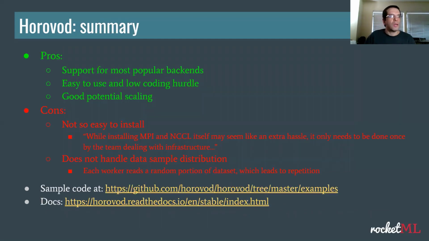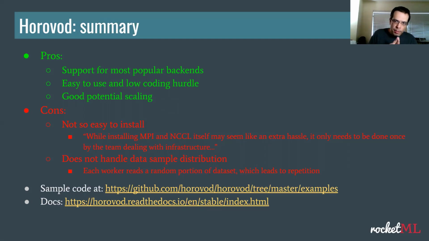So to wrap it up, that's all I wanted to say about Horovod. It is a very powerful distribution engine that runs on top of the most popular backends. It is very easy to use, it requires a low coding hurdle to turn a serial script into a parallel script, and it has potential for good scaling, with the 2 caveats I mentioned before. The 2 cons that I could point out: it wasn't that easy to install for me. I struggled a little bit installing it. Maybe some people have better experiences. And they do mention in the documentation that you need to install MPI and NCCL yourself. That might be a hassle, but as they say, hopefully it's done only once, though it's not done automatically for you.